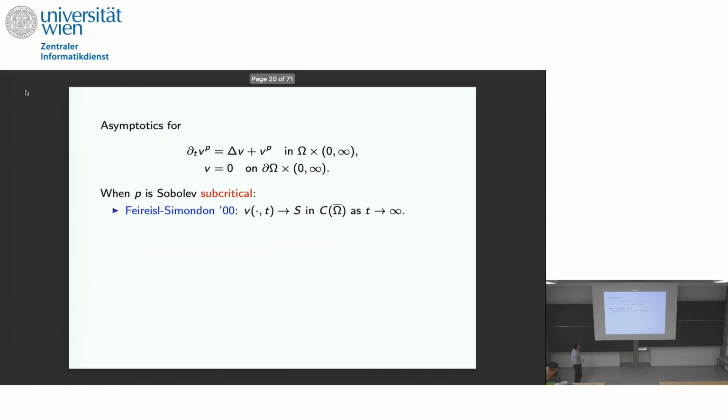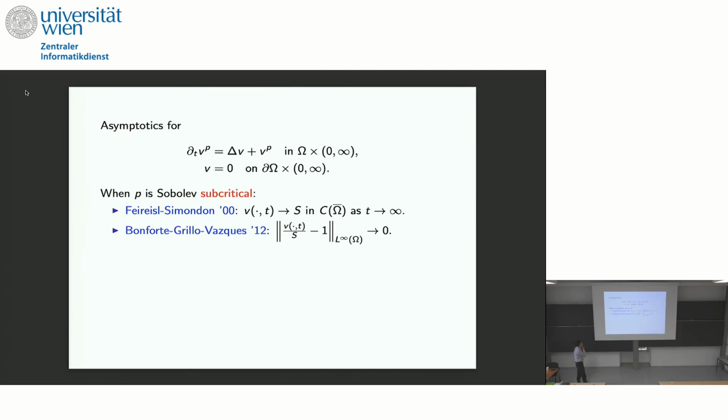So this is the regularity part. Now how about the asymptotics? When p is still Sobolev subcritical, Feireisl and Simondon in 2000 finally showed the full-time uniform convergence using Leon Simon's method for the convergence of the negative gradient flow. You have to use the Lojasiewicz inequality to show the full-time convergence. One difficulty is that the limiting stationary state, when p is bigger than 1, is in general not unique. If you have many possible limiting profiles, you don't know which one you would go to, so we needed Leon Simon's infinite dimensional version of the Lojasiewicz inequality.